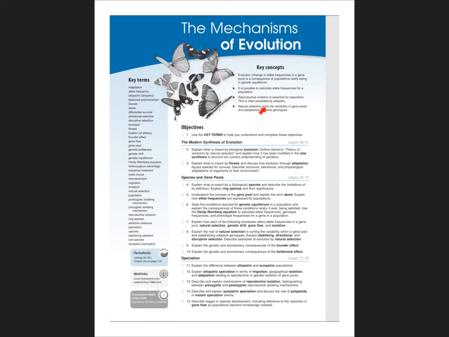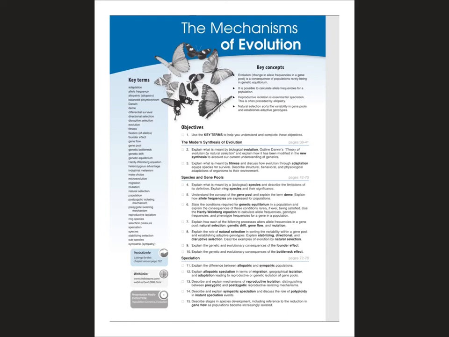Natural selection sorts the variability in gene pools and establishes adaptive genotypes. So again, natural selection is going to be the big driving force of evolution, except for things like genetic drift, where it's random. It becomes natural selection that really makes a difference when you see changes in genotype frequency in the population.